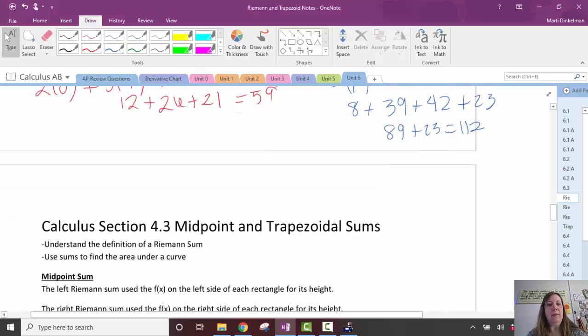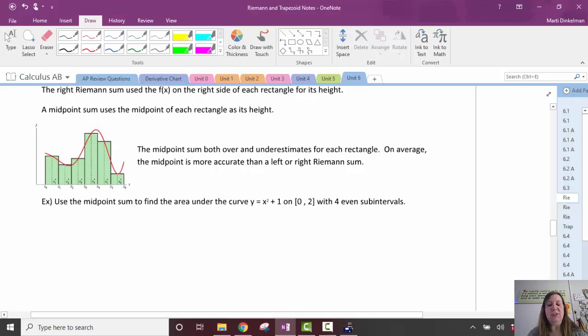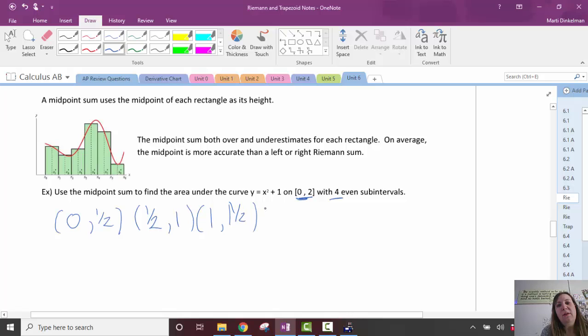Okay, we're also going to talk about the midpoint. So we've done the left, we've done the right. The midpoint is really similar. It's just that instead of picking the x-coordinate on the left and the x-coordinate on the right, we have to pick the middle of them. Okay, so I'm going to look at my interval for rectangles here. And so I am going to go by halves here. So 0 to 1/2, 1/2 to 1, 1 to 1.5, and then 1.5 to 2. Those are my 4 rectangles.